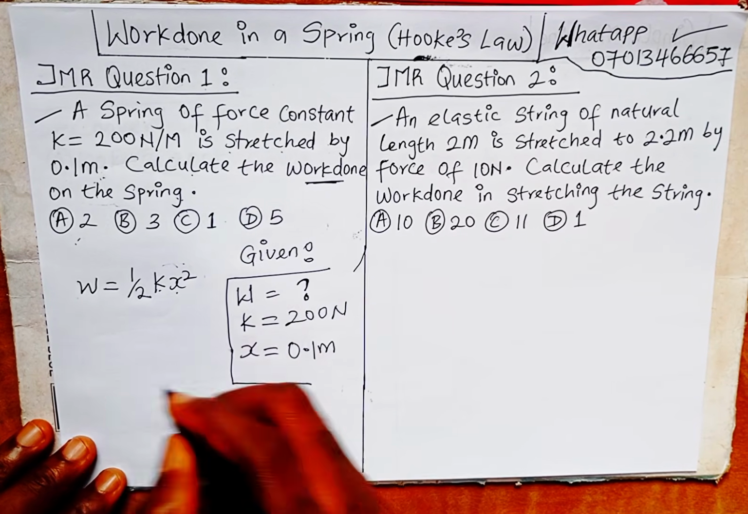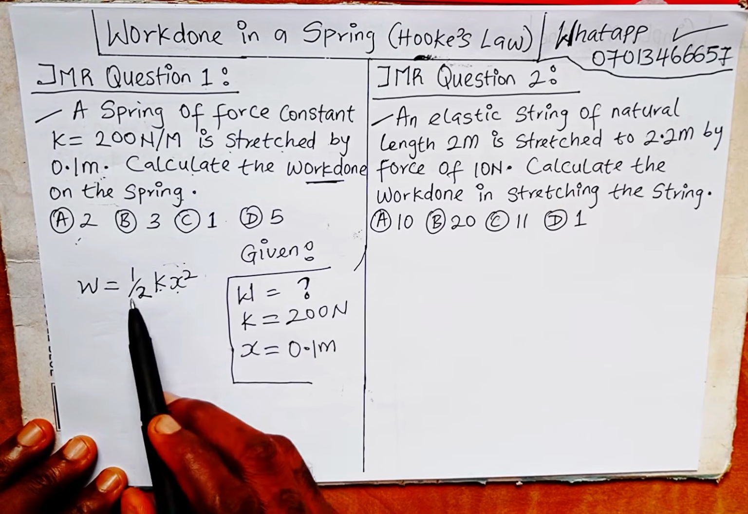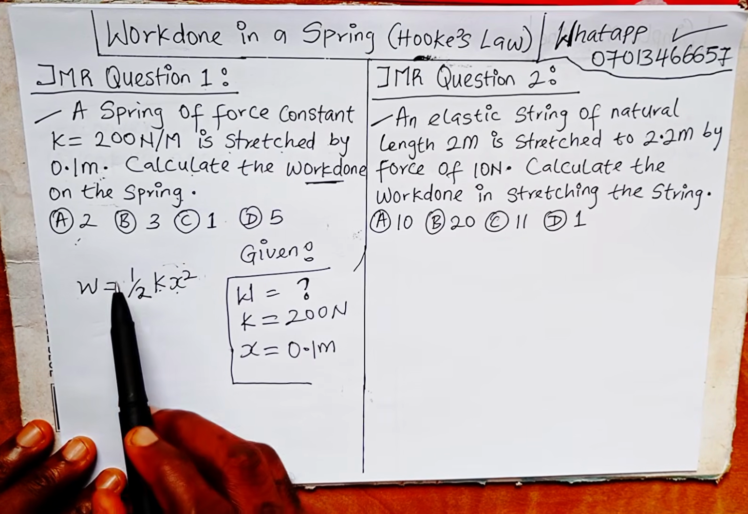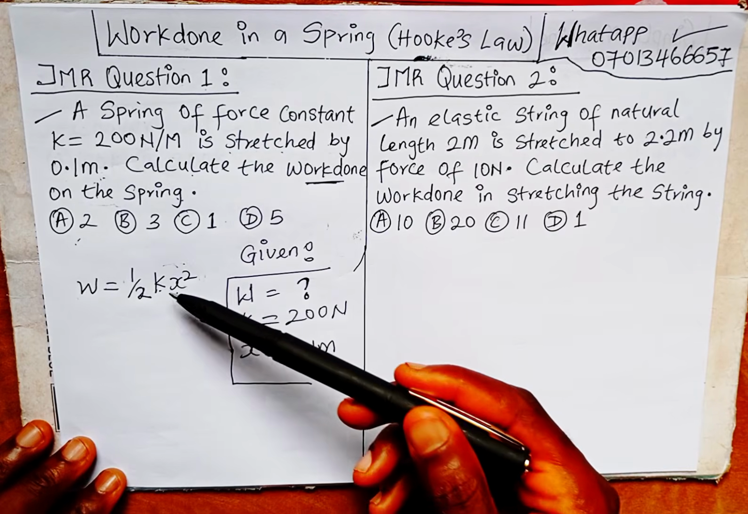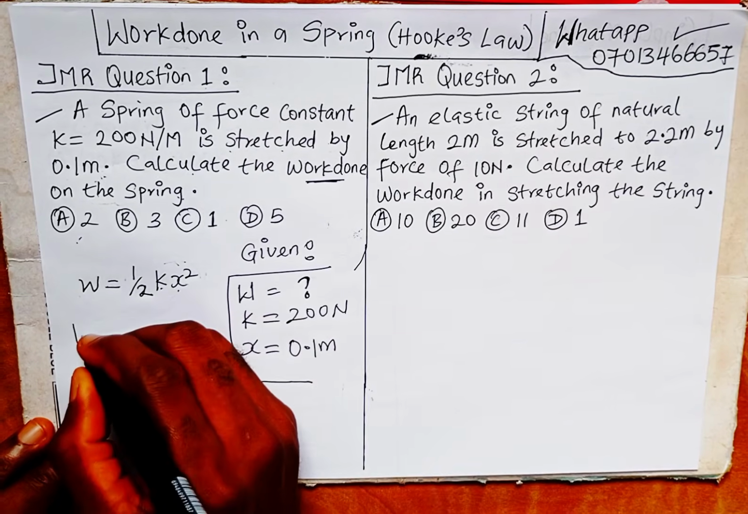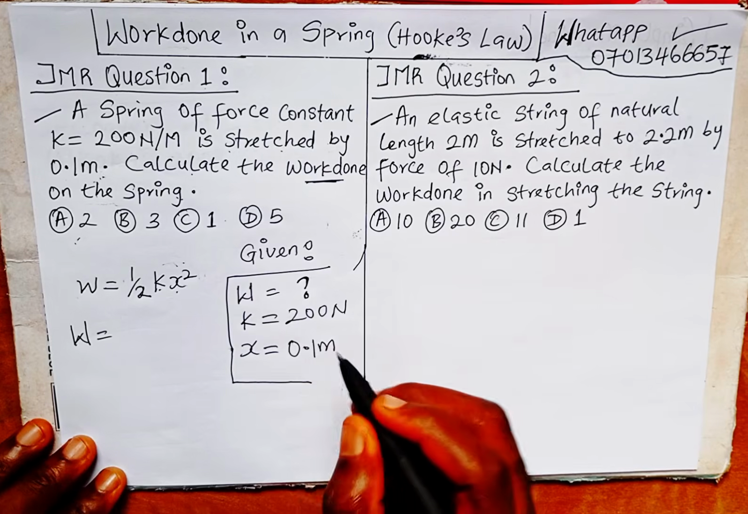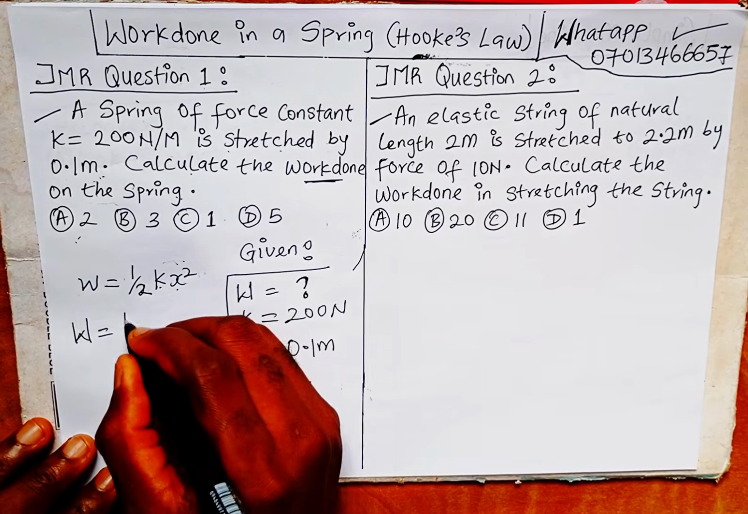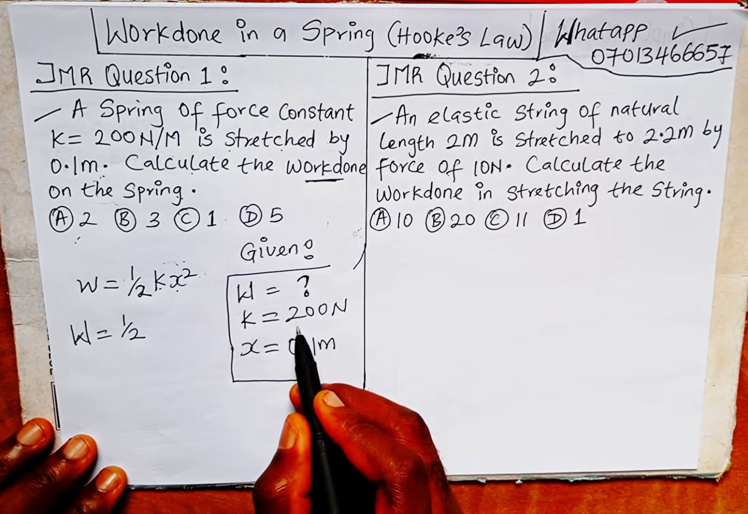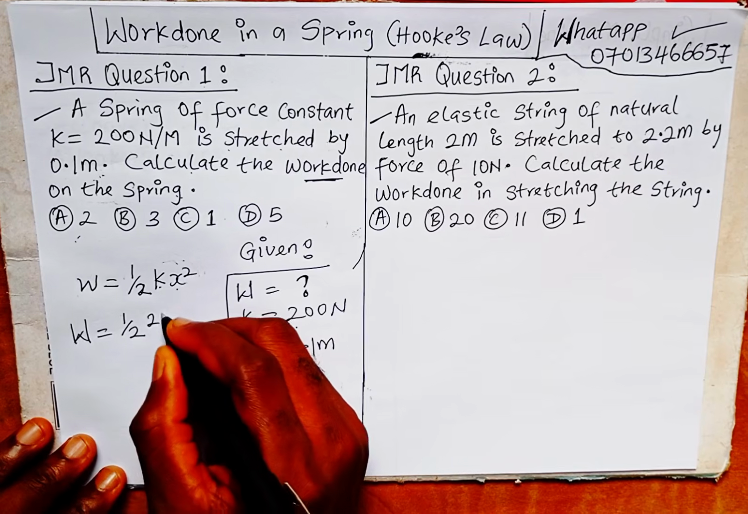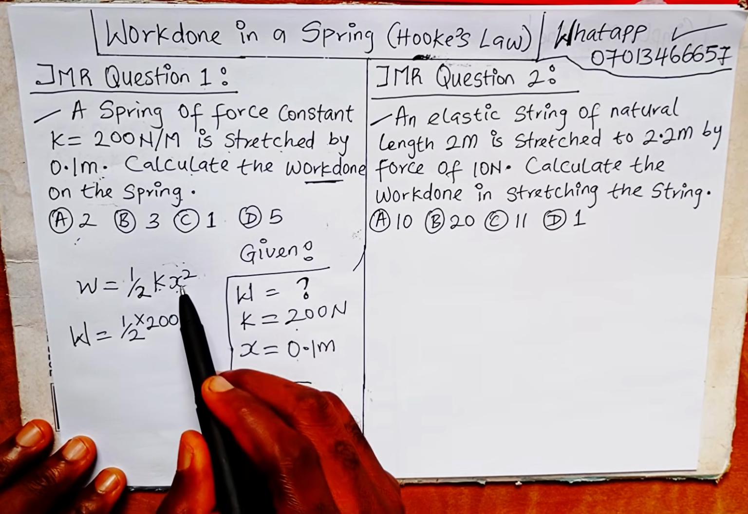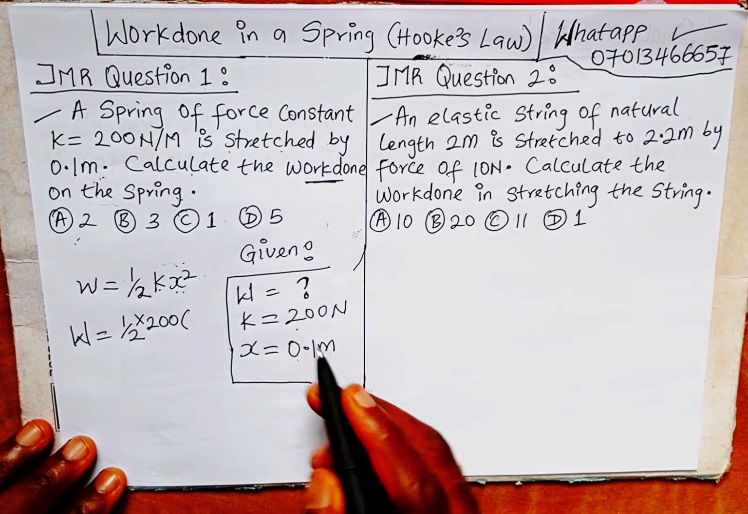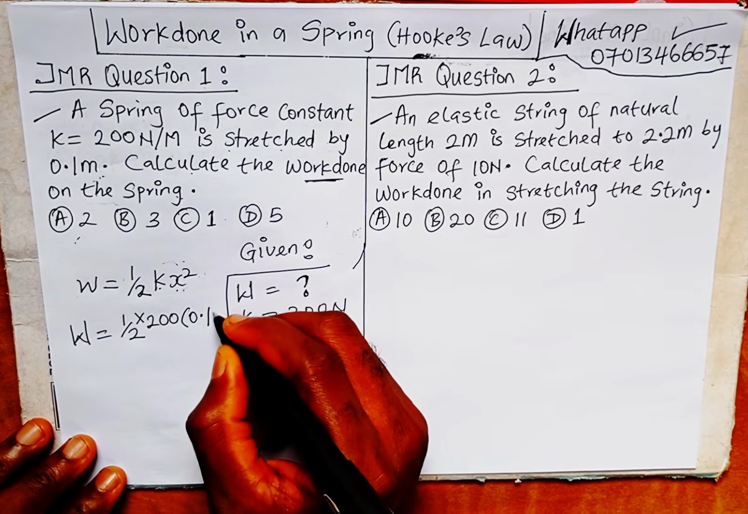So what are we going to do? First of all, let's check if we have all the constituents of this Hooke's law formula. We were given S. Look at it here. We were given K. Look at it here. So let's substitute. W, which is work done, is equal to half K, which is 200 Newton, times, in brackets because we have a square here, bracket 0.1 bracket close squared.